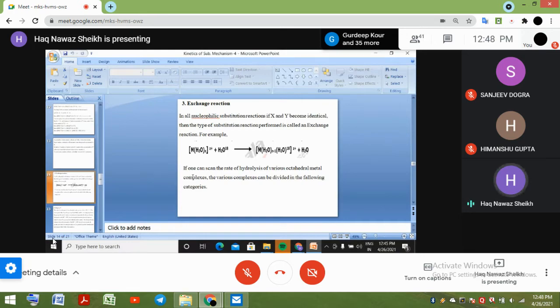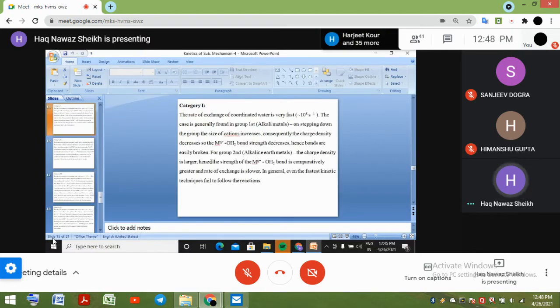This is isotopically labeled so that you can identify whether it has gone inside or substitution has happened or not. So if one can scan the rate of hydrolysis of various octahedral metal complexes, the various complexes can be divided into the following categories. Category 1, on the basis of the rate of this self-exchange. In some complexes, water gets exchanged quite fast, and in some situations, the water gets exchanged with the same water inside the coordination sphere very slowly. On that reactivity basis, the metals have been divided into three categories.